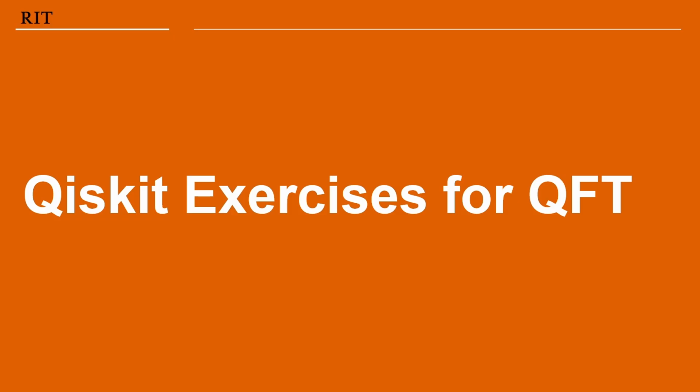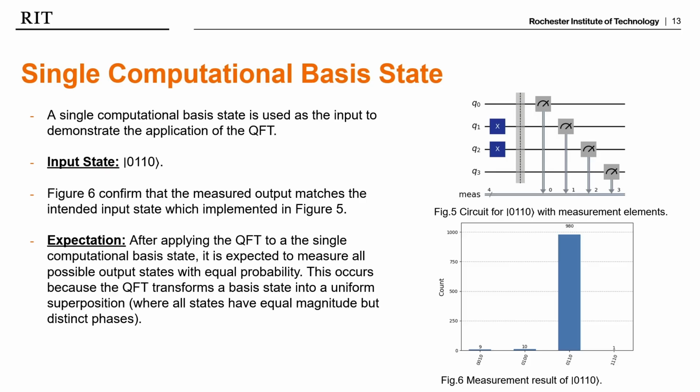Now let's talk about QFT implementation in Qiskit. The first example is the implementation of a single computational basis state in a 4-qubit QFT. Figure 5 shows the circuit for the input state 0, 1, 1, 0, and Figure 6 shows the measurement results, confirming that the prepared input is a single computational basis state. After applying the QFT, we expect to obtain a uniform superposition over all basis states with equal magnitude for all amplitudes.